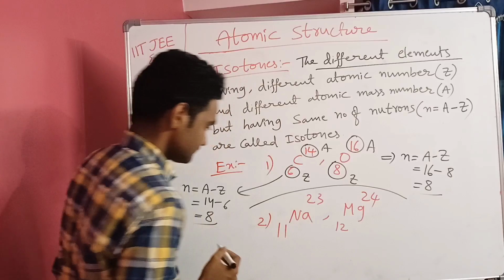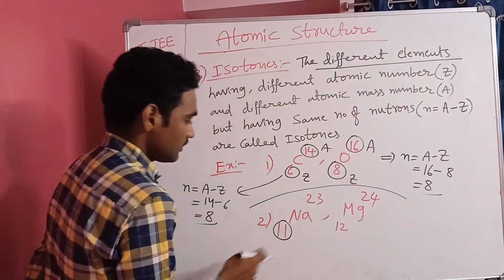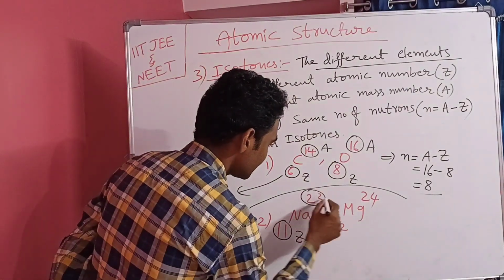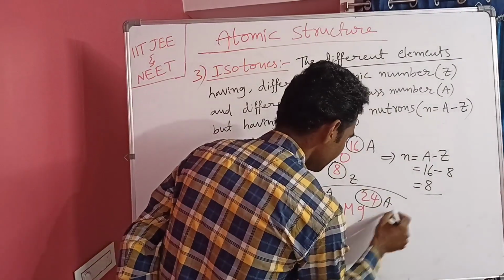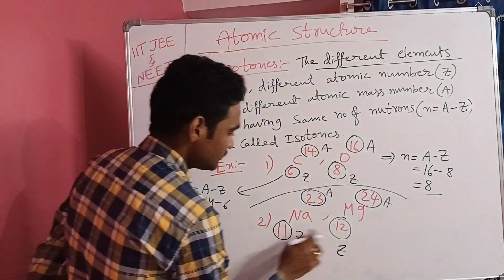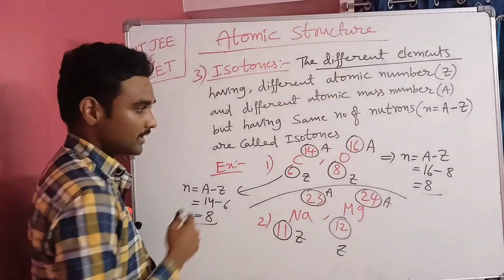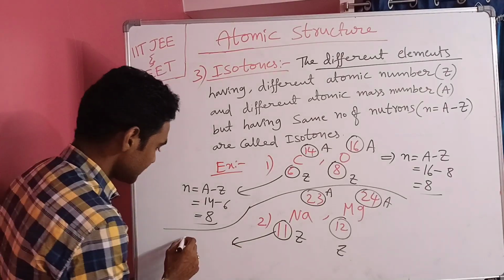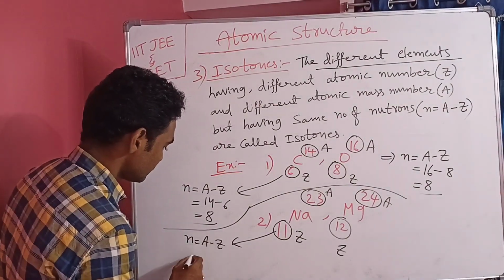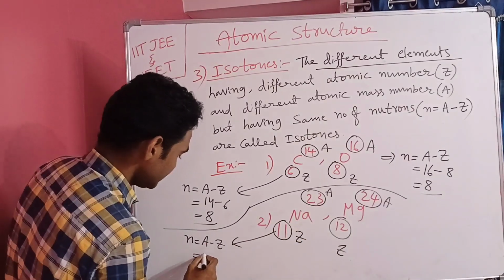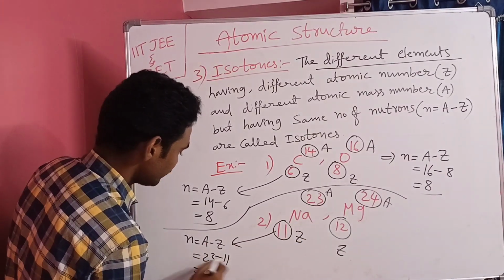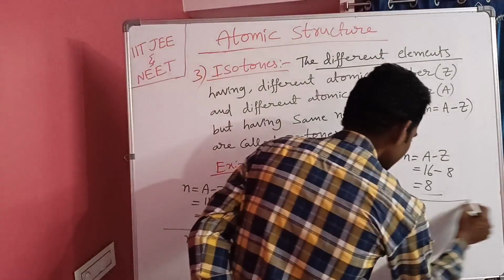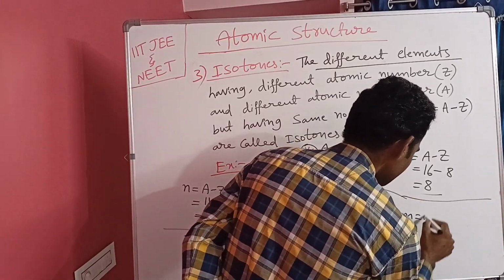See the next example. Sodium-23 and magnesium-24. 11 is the atomic number, 23 is the atomic mass number. Z value is different, A value is also different, but the number of neutrons will be the same. Now you have to calculate. For sodium, N is equal to A minus Z. A value is 23, Z value 11. 23 minus 11 is 12. 12 neutrons are in sodium. Next here I have to calculate. N is equal to A minus Z.